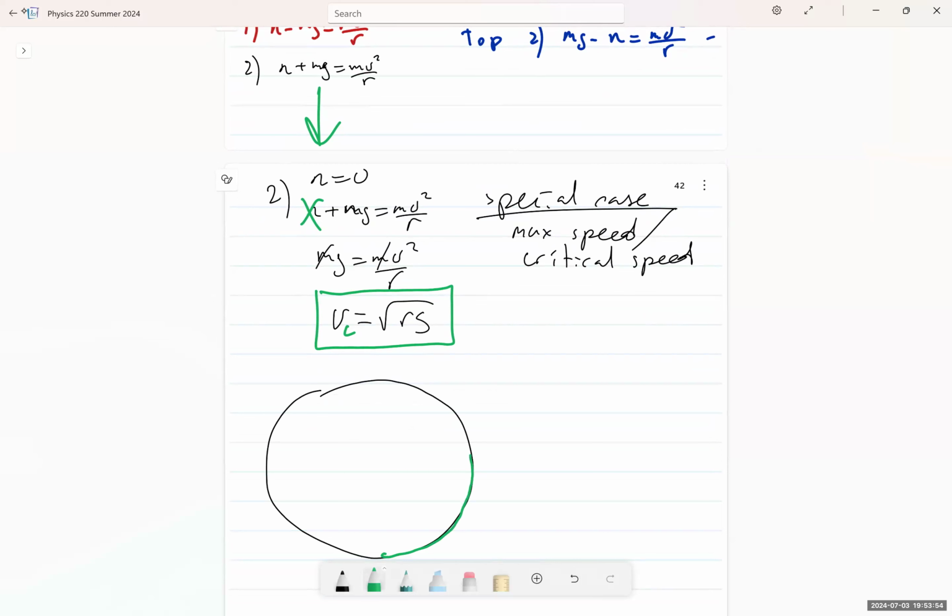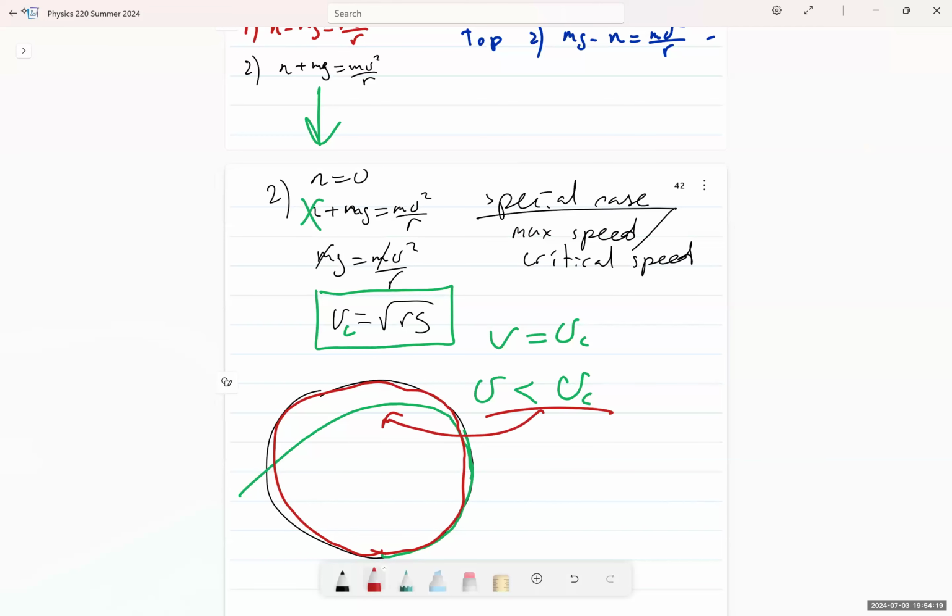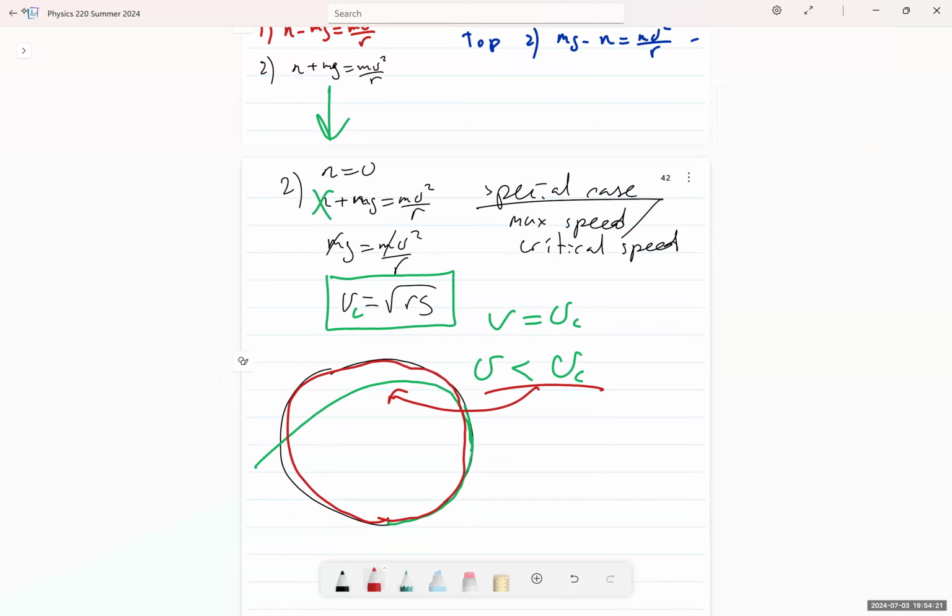But if your speed is less than the critical speed, you're not going to be able to reach the top, and you'll come back down way too early. So this is when the speed is less than the critical speed. If the speed is equal to the critical speed, you can barely make it and then come back. But if it's not, unfortunately, we're not going to be able to make it. So that's why, when you're an engineer designing something like this, you need to know the critical speed for your roller coaster.